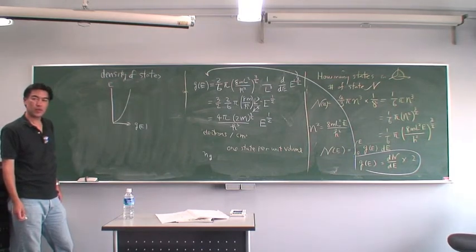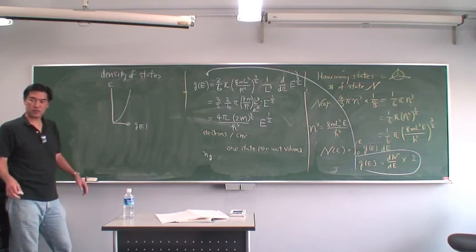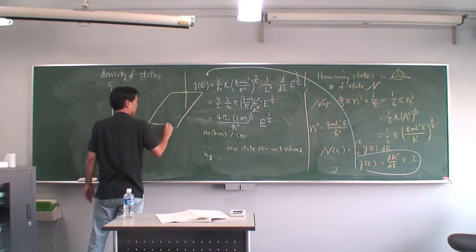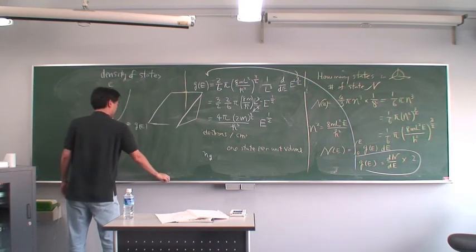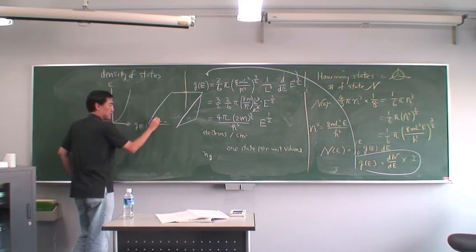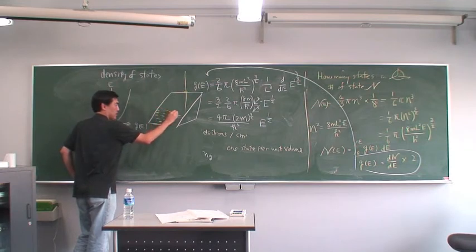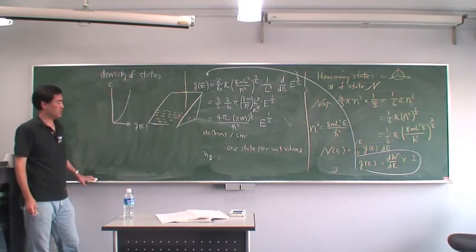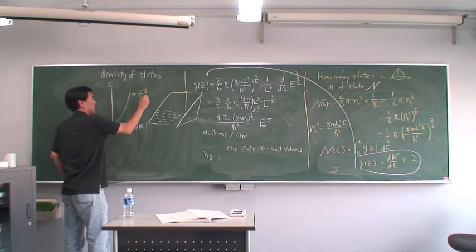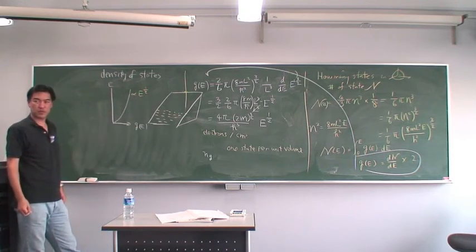If I take the analogy of the soccer stadium, what is interesting is that at the very bottom, there is no seat. The number of seats increases as you go higher and higher up. But it's not proportional, it goes as E to the 1/2.